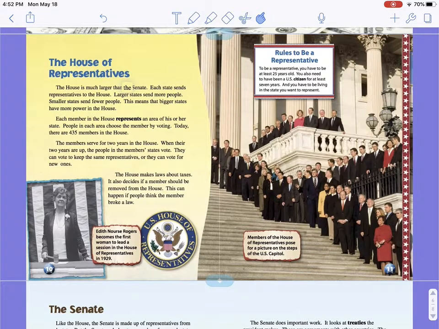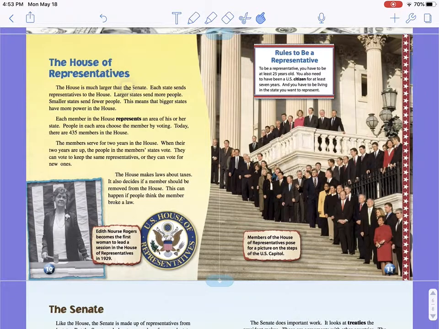The House of Representatives. The House is much larger than the Senate. Each state sends representatives to the House. Larger states send more people. Smaller states send fewer people. This means that the bigger states have more power in the House.